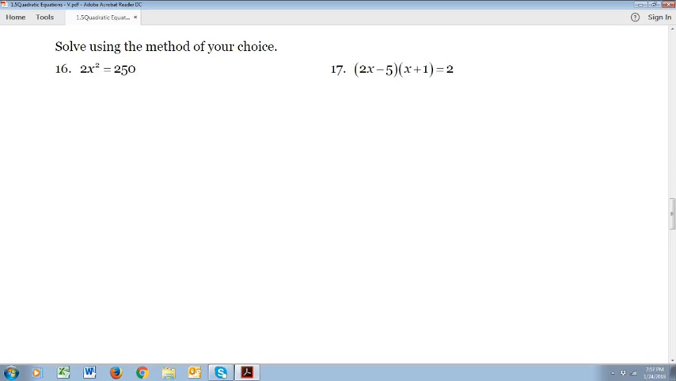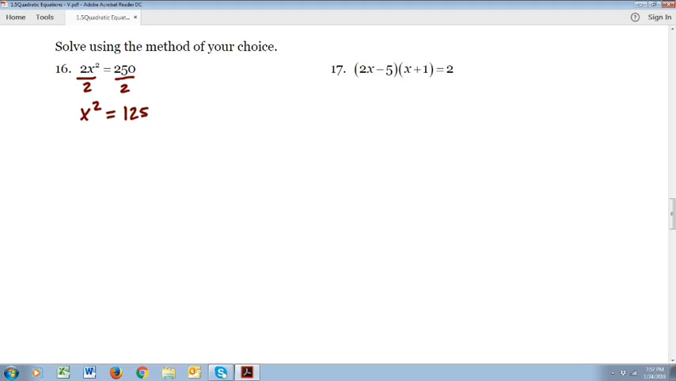So let's look at number 16. Notice this one here, we've got that x squared, and there's also no x term, which is kind of a giveaway that you're going to want to use the square root method. In fact, if we could just move that 2, then we'd have x squared by itself, a number on the other side, and that's the setup that we want for the square root method. So let's divide each side by 2. So we're going to get x squared is equal to 125.